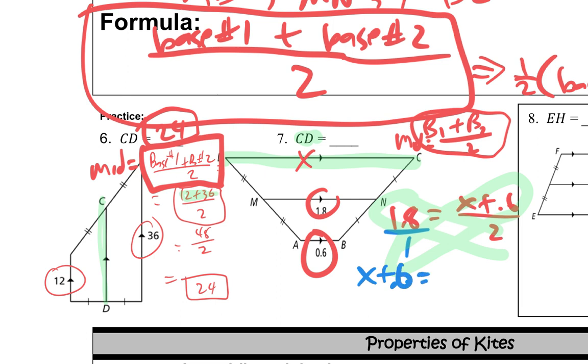Equals, then we said 1.8 times 2. If we put that in a calculator, we get 3.6. Okay, now that looks much easier, right? Even though it's a decimal, we know we're just going to do the same thing. Go and finish this up if you can. All right, hopefully you tried. We're going to subtract the 0.6, right? Subtract 0.6, you know that. All right, so that means x equals 3.6 minus 0.6 gives us 3. So x equals 3. So CD is 3.